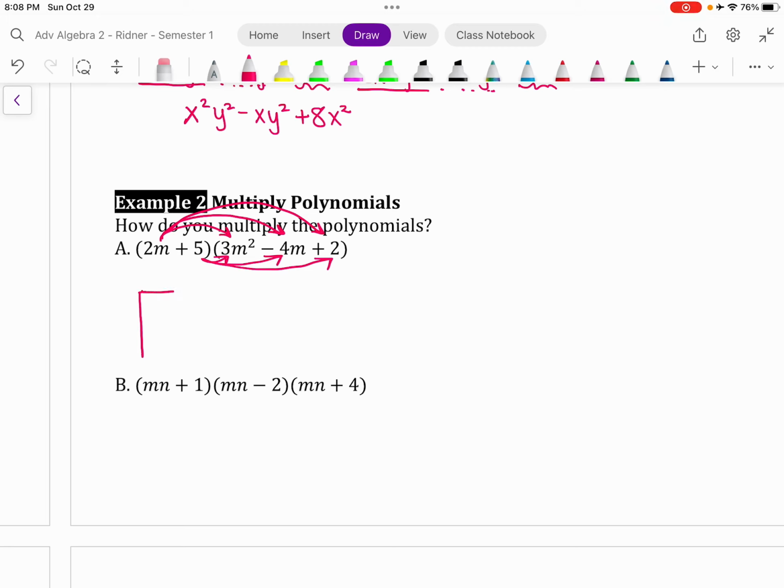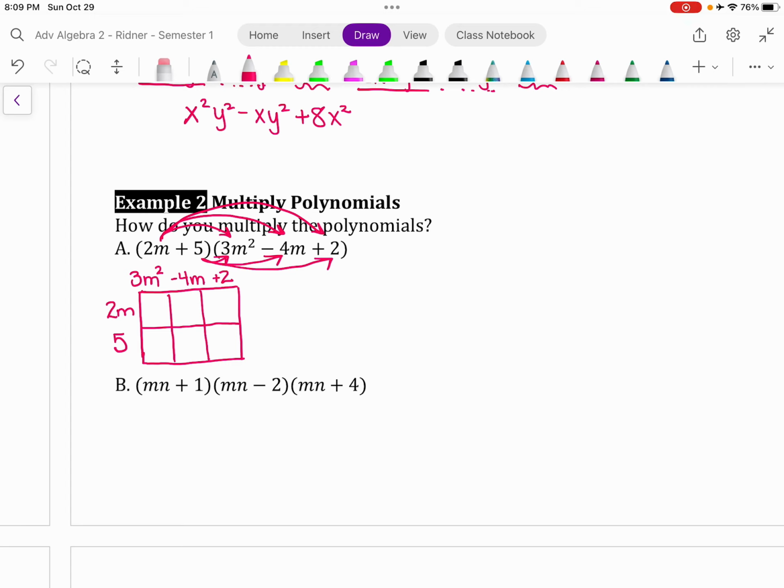But when it is something more than just binomial times binomial, I like to use the box method. So I have two terms there, so 2m plus 5 down the side, and then 3m squared minus 4m plus 2 across the top. So each term has its own box. And then just like a multiplication table, you multiply.